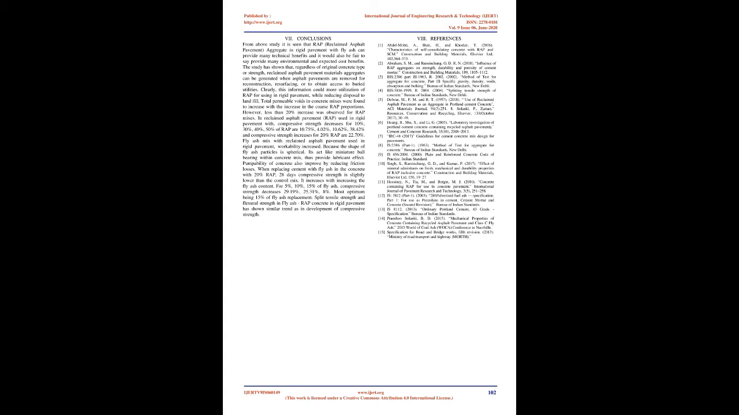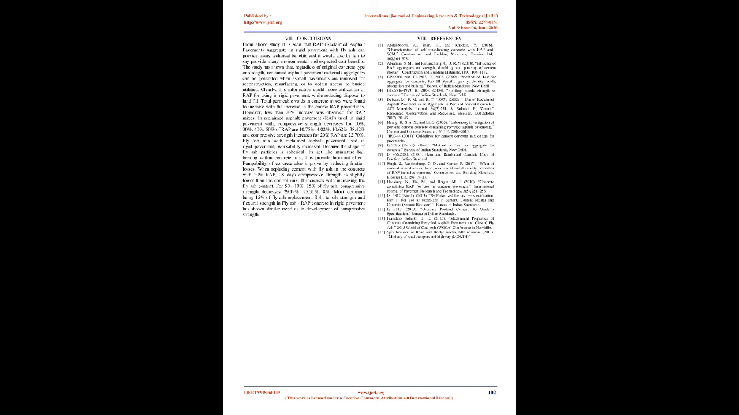7. Conclusions. From the above study it is seen that RAP, reclaimed asphalt pavement, aggregate in rigid pavement with fly ash can provide many technical benefits, and it would also be fair to say many environmental and expected cost benefits. The study has shown that, regardless of original concrete type or strength, reclaimed asphalt pavement aggregates can be generated when asphalt pavements are removed for reconstruction, resurfacing, or to obtain access to buried utilities. Clearly, this information could encourage more utilization of RAP in rigid pavement, while reducing disposal to landfill.